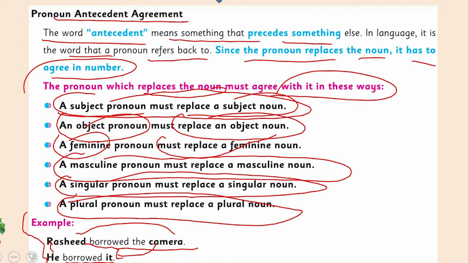If there is a girl, Sana, Sana is a feminine noun. Sana borrowed the camera. She borrowed it. This is a masculine noun here, Rashid. If Sana replaces it, it will be a feminine noun. It's a singular noun also.